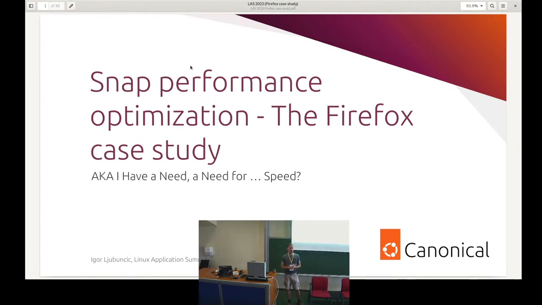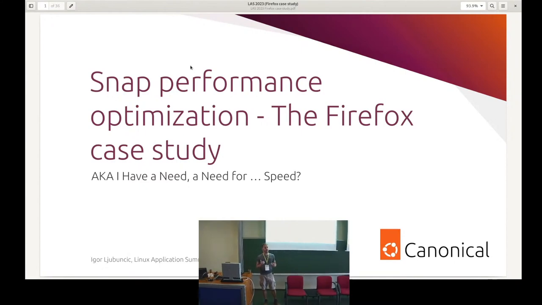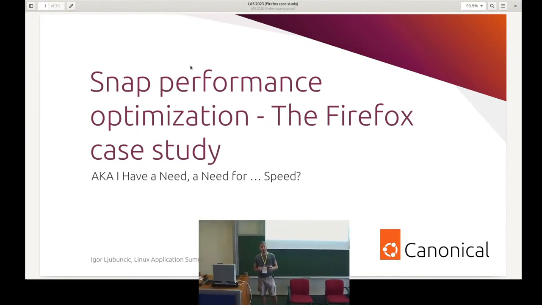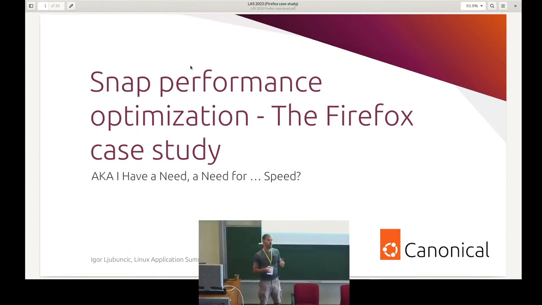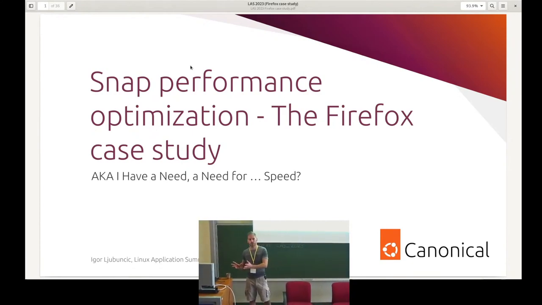Today I want to talk to you about an interesting, possibly even contentious topic, the Firefox Snap startup performance. But more importantly, this is going to be an adventure. I'm going to take you from a state of a problem to an amazing solution.